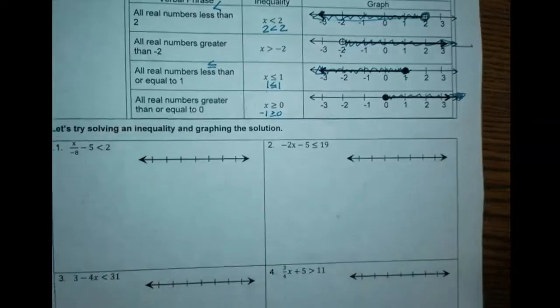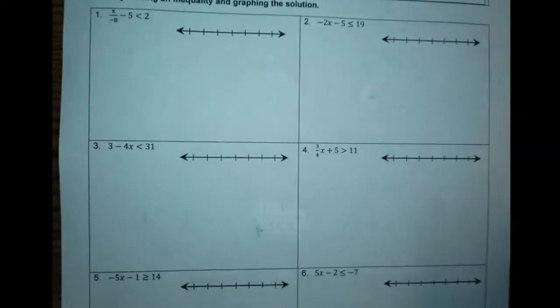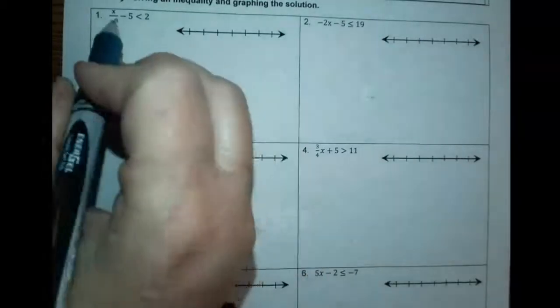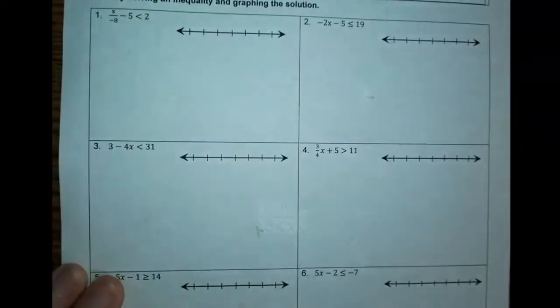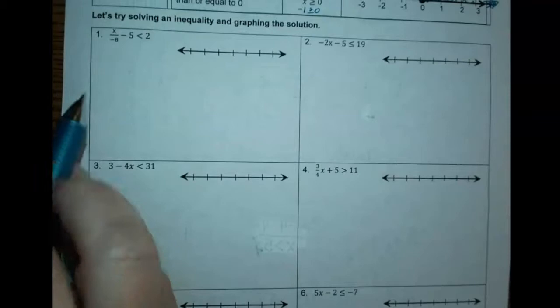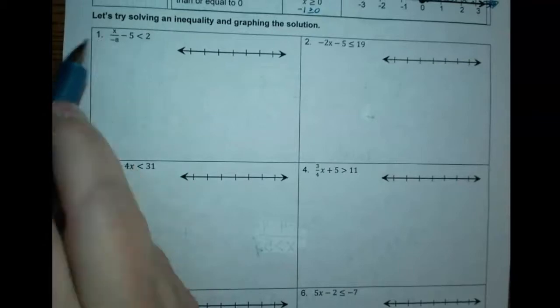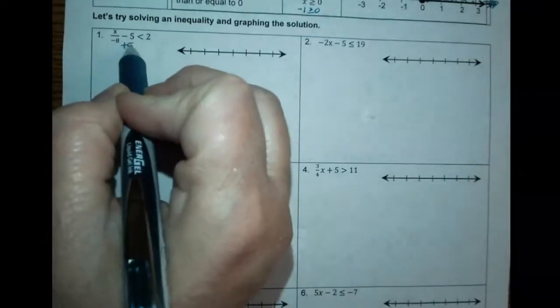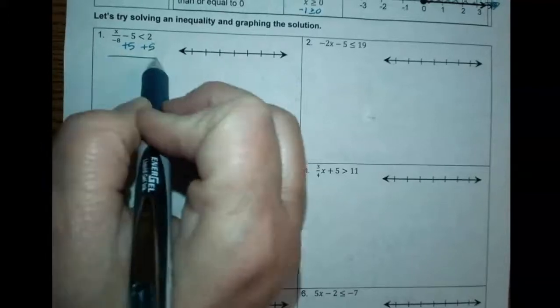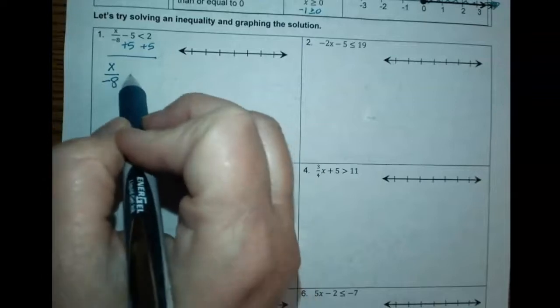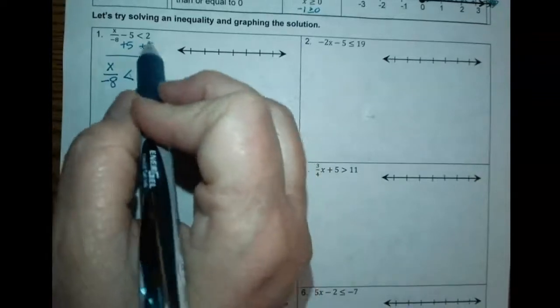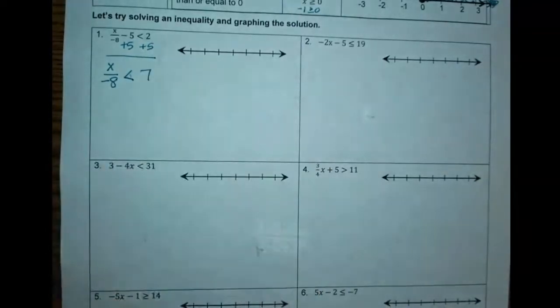So let's try some examples here and see how we do. So we got some solving and some graphing. So I want to start to solve. I've got 2 terms, one of which is this fraction with the variable in it. So we can't deal with that fraction until it's the only term on that side. So we're going to add 5 to both sides. And I have x over -8 is less than 2 plus 5 is 7. Okay?